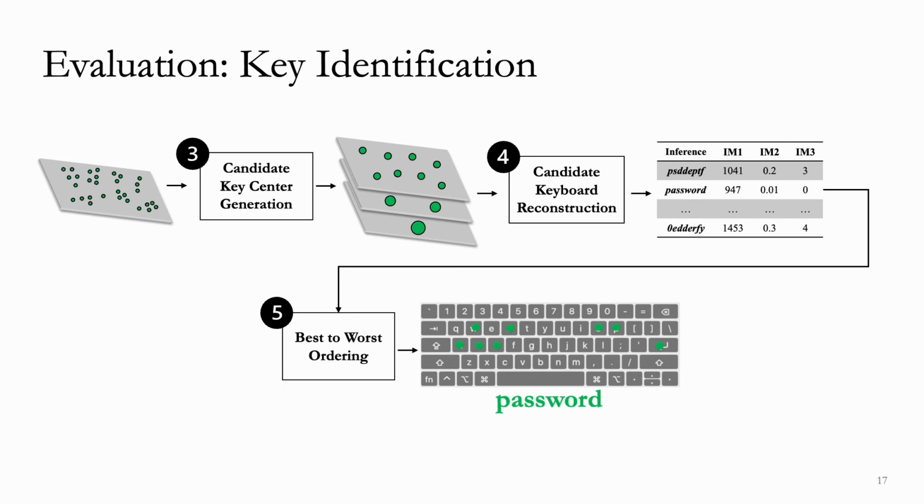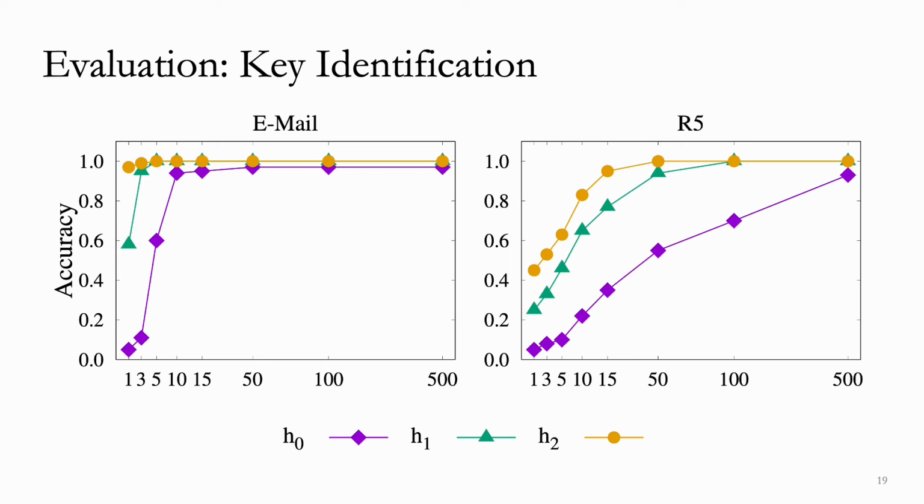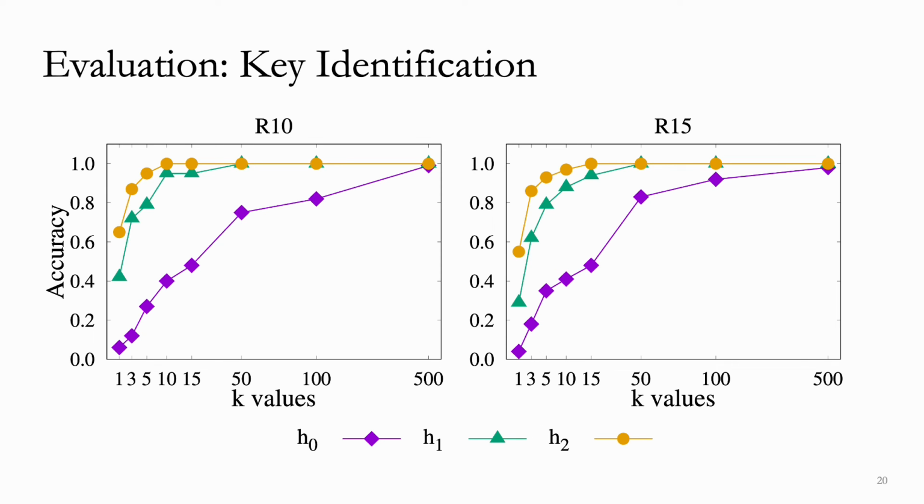Let's move on to the evaluation of the key identification stage, which includes the last 3 steps of the pipeline. For this set of evaluations, we collected 4 types of data from 3 participants. The plots here show the accuracy results we obtained with different HOP and top K variations. Within the first 500 reconstructions for email and R5 datasets, our key identification was able to reach 100% pinpoint accuracy. Similarly, we were able to reach 100% accuracy within the first 500 reconstructions for R10 and R15.